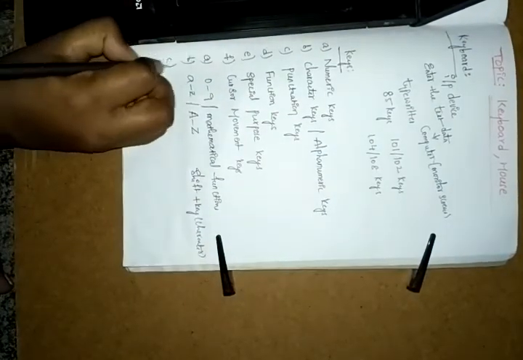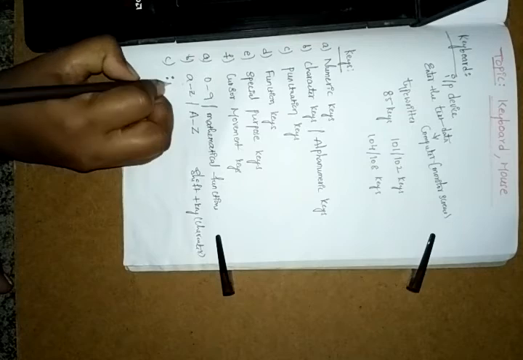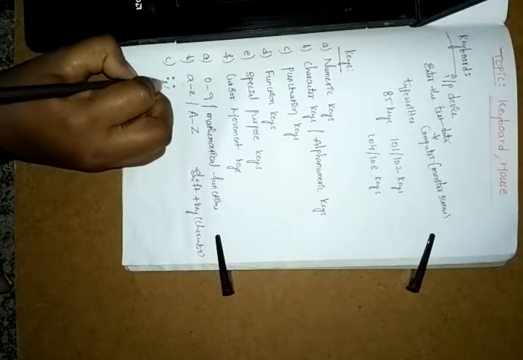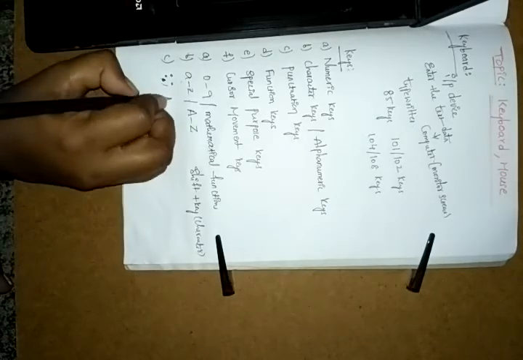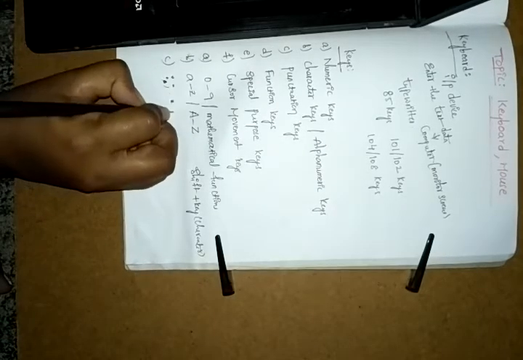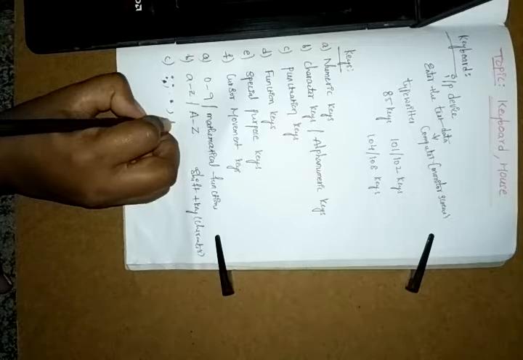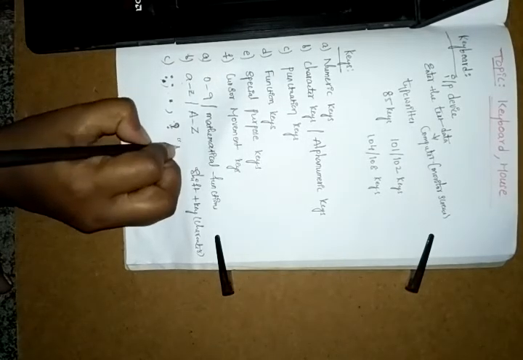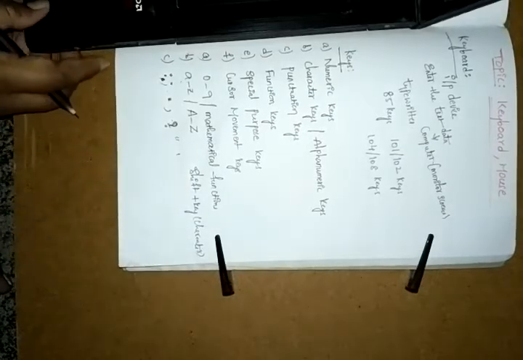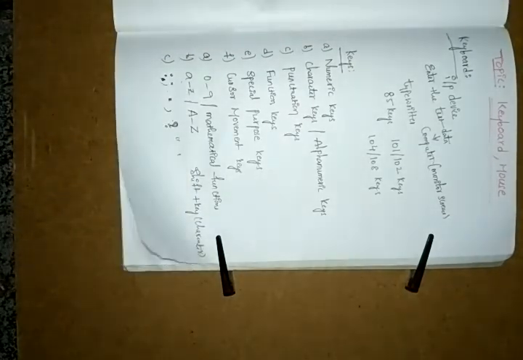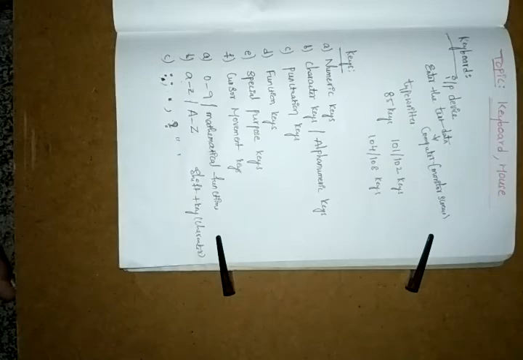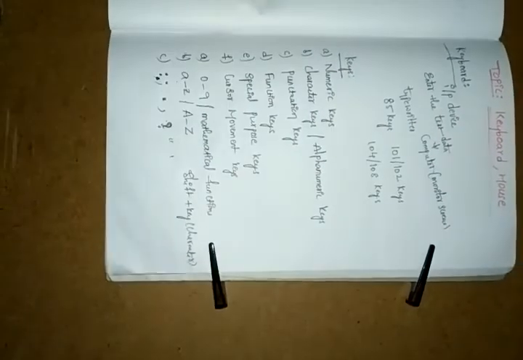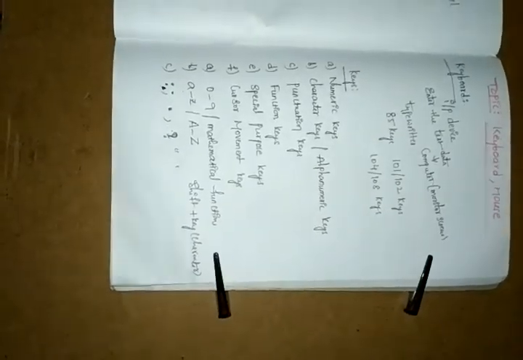Okay, what we have here: colon, semicolon. Here I'm not writing this one. You will get doubts. Then full stop, comma, question mark, double quotes, single quotes. We can call all of these our punctuation symbols.